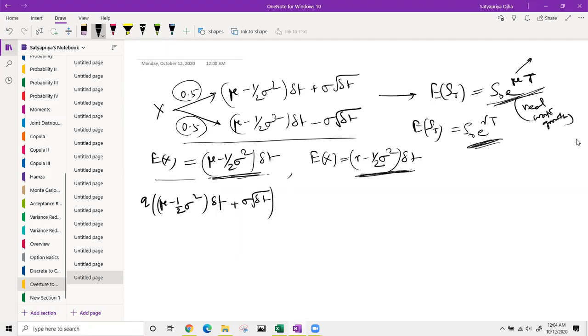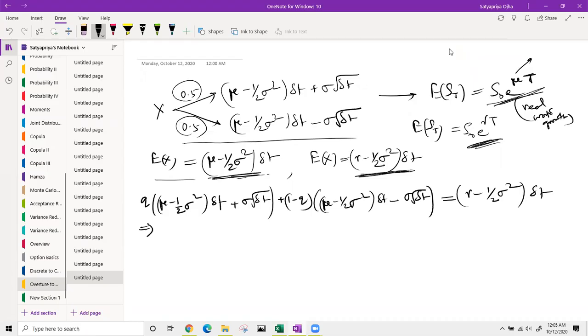So under new probability, my expectation would be mu minus half sigma square delta t minus sigma delta t. I should match this. Okay, this is what Q should satisfy. This is a little bit long, but it's okay. It's just a couple of steps. So let me do it.